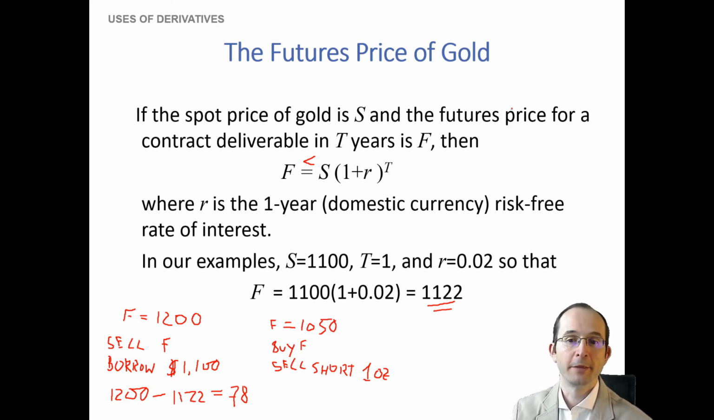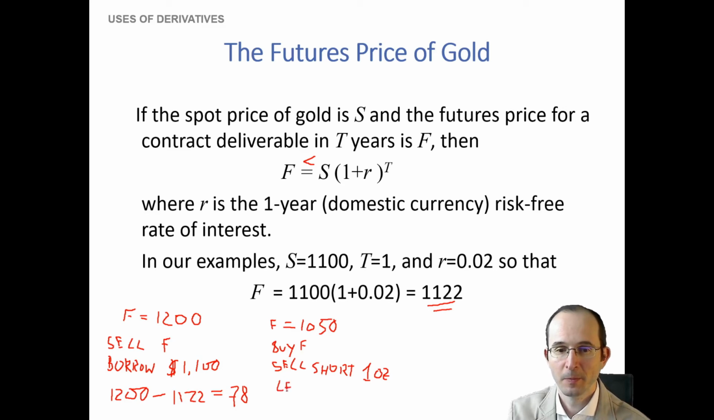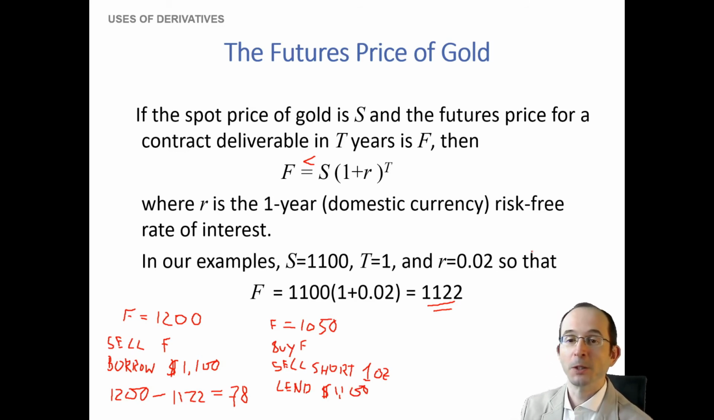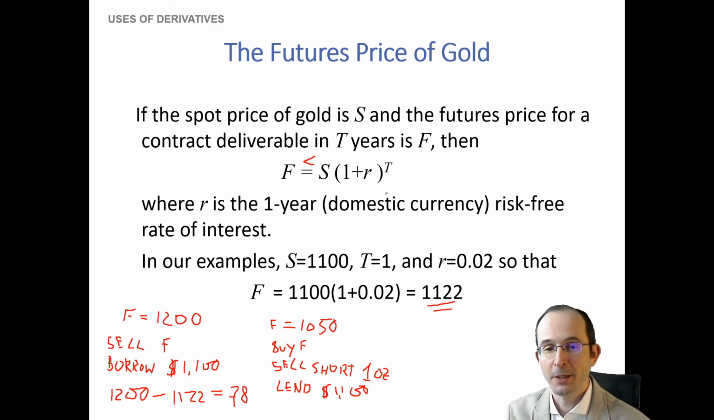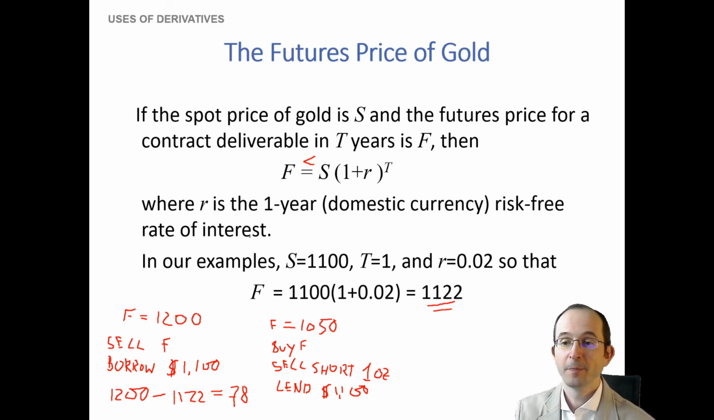Now what are we going to do with the proceeds from the short sale? We're going to get 1,100 for that. So we're going to invest that 1,100. We're going to lend the amount of money that we receive from the short sale, which of course is the spot price, $1,100. We're going to lend it at the risk-free rate because we certainly wouldn't want to lose this investment. And that means that in a year's time, what are we going to have? Well, from our investment in a risk-free bond, we're going to get 1122. There's that number again.